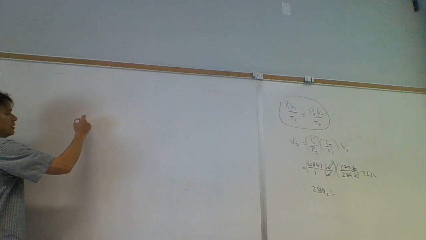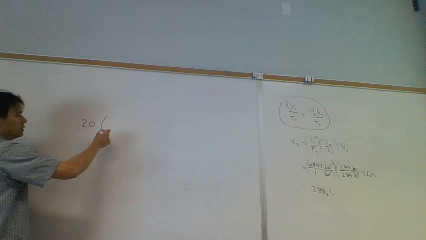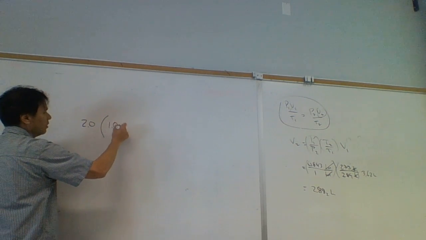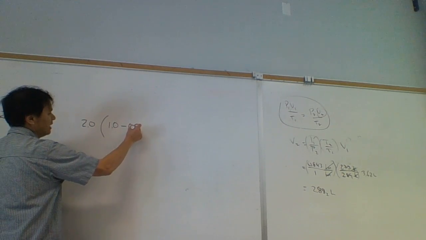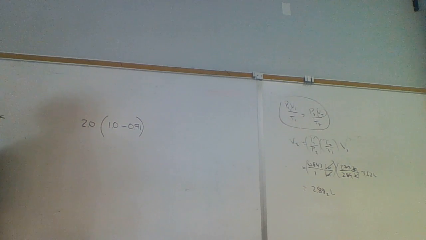So let's say I had 2.0 times 1.0 minus 0.91. How many sig figs am I allowed in my final answer?